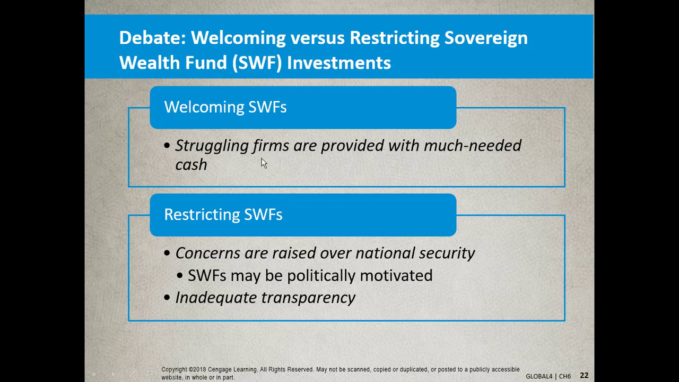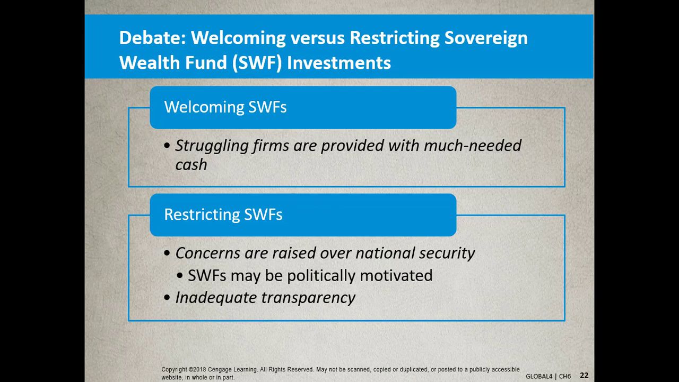So struggling firms are provided with much needed cash. That's how you welcome sovereign wealth funds. And restricting sovereign wealth, concerns are raised over national security. They may be politically motivated, and maybe there's inadequate transparency. Of course, I told you the benchmark is the Norwegian sovereign wealth fund, but not all sovereign wealth funds are that transparent that you can go to a website like I just showed you and see everything they invested and how much of it and why and where and how.